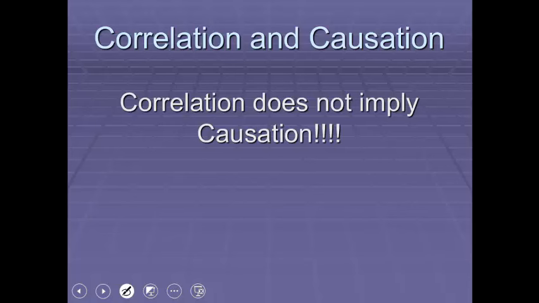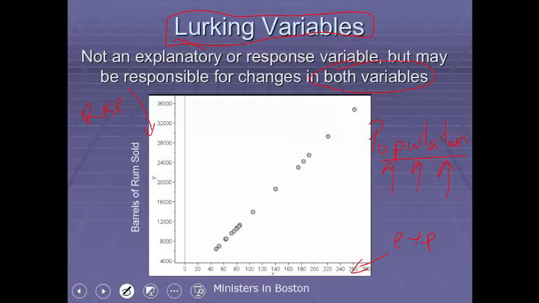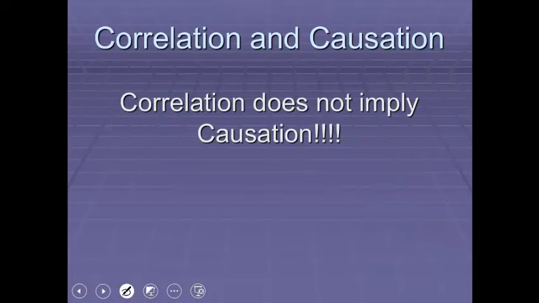So all this to start this conversation off, that correlation does not imply causation. People will try to show you that there's some type of relationship that's occurring and try to claim that there's causation. But as we can see here, the number of ministers is not causing the barrels of rum to increase. The population is what's causing these things to go up. This lurking variable isn't even really accounted for.